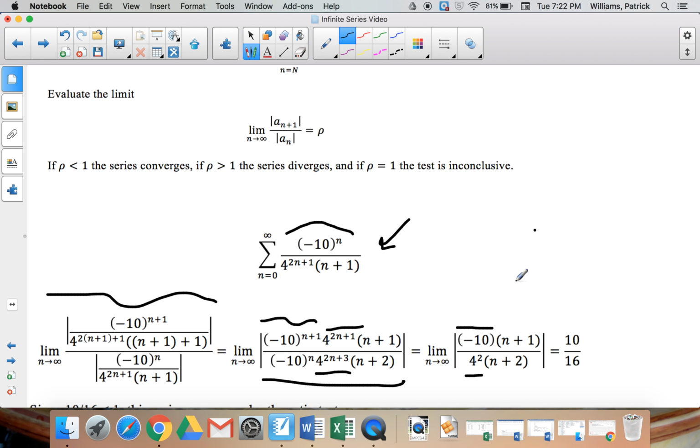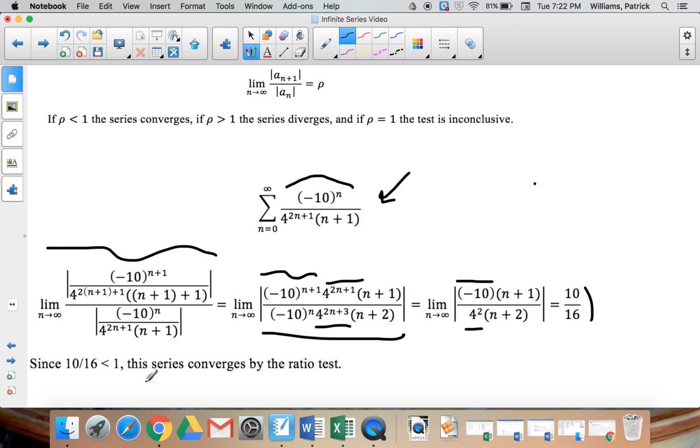So if we take the absolute value of this, that negative sign goes away from the 10. And then if we take the limit as n goes to infinity, notice we get infinity over infinity. But if we apply L'Hopital's rule, the limit of n plus 1 over n plus 2 as n goes to infinity just goes to 1. So this whole thing is just 10 over 4 squared, or 10 over 16. Now 10 over 16 is less than 1. So we converge by the ratio test for this particular series.